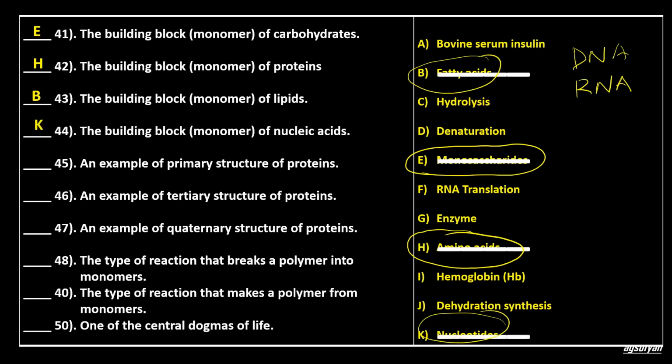An example of primary structure of proteins. Primary structure is the structure of protein that consists only of a sequence of amino acids. An example is insulin, bovine serum insulin, which only has primary structure.